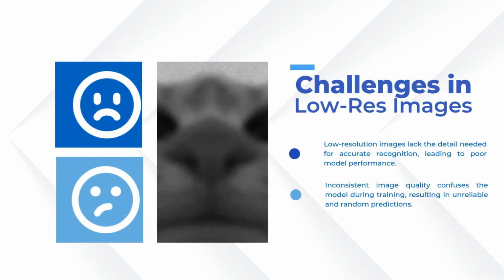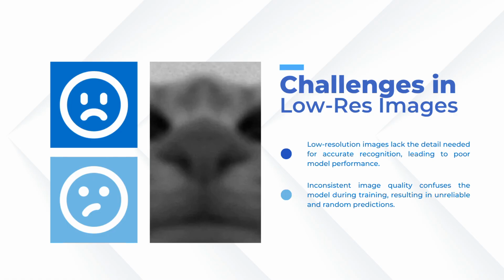Think about it like this. If you're trying to recognize someone's outfit in a pixelated photo, it's tough. Now imagine teaching a computer to do that. The missing detail leads to poor accuracy. And when the image quality changes from one photo to the next, it becomes even harder.